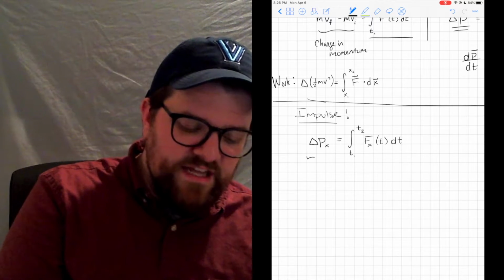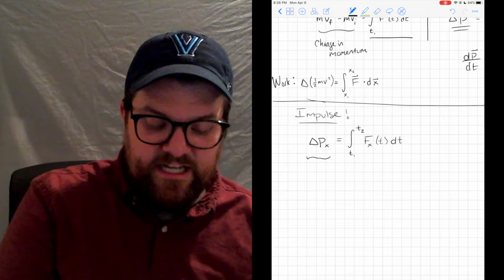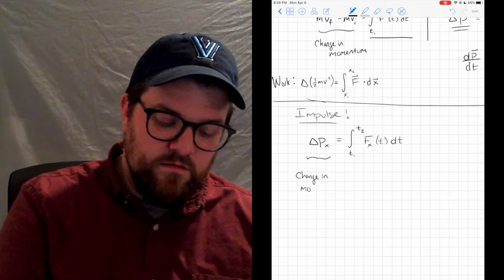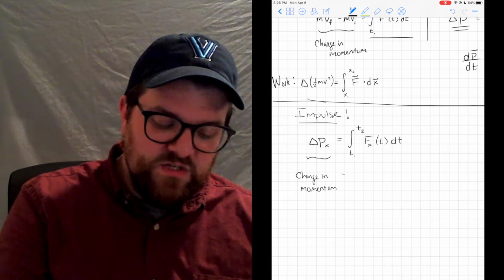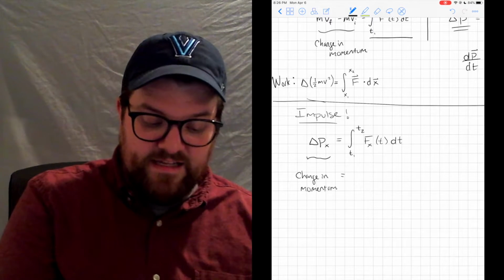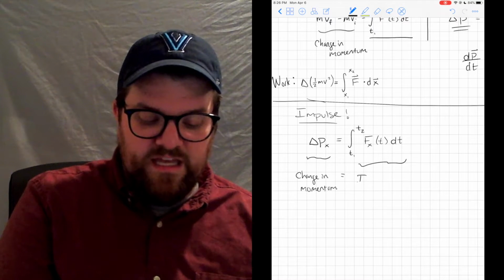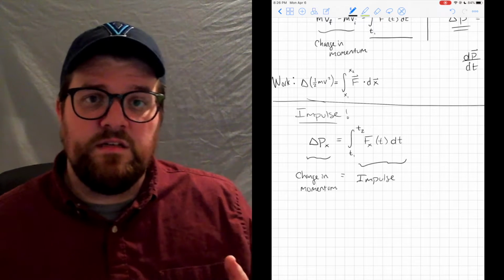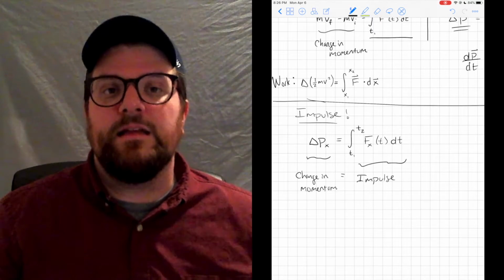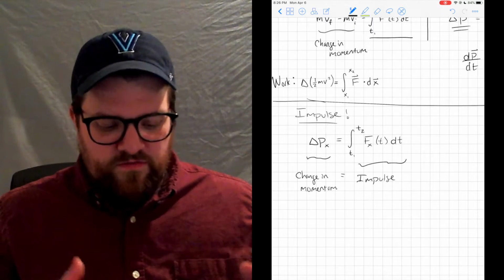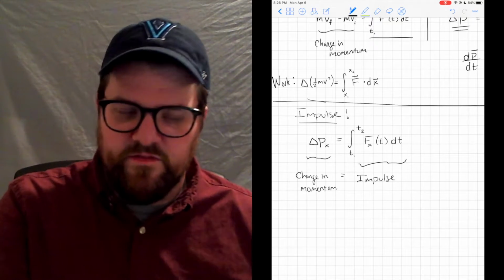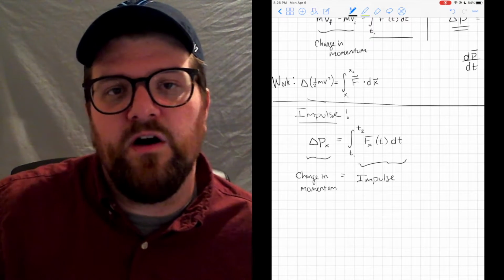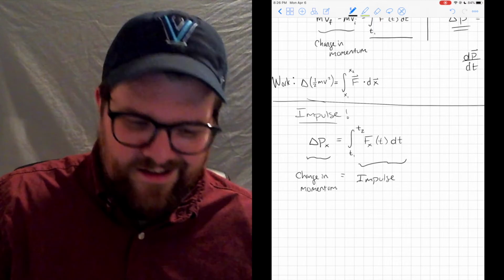So we're going to say this left-hand side is our change in momentum, but we're also going to make that equal to this right-hand side here, which we're going to call the impulse. Right? The impulse in a system is technically the integral of f of t dt from t1 to t2. But we're also going to say that that's the change in momentum over that time as well. So it's like a little triangle here.